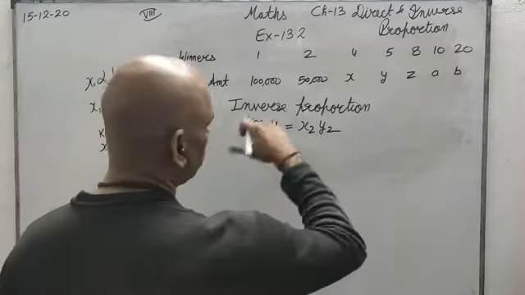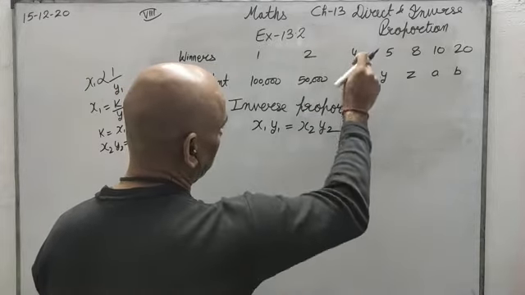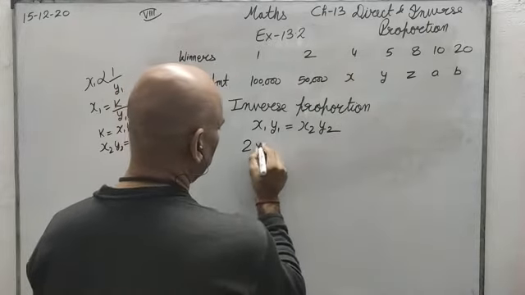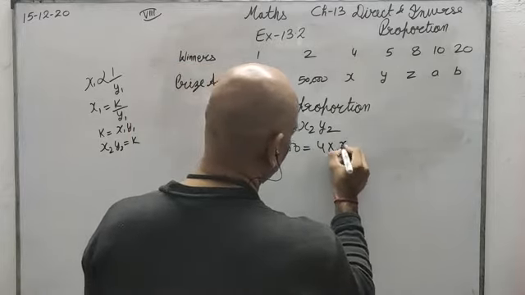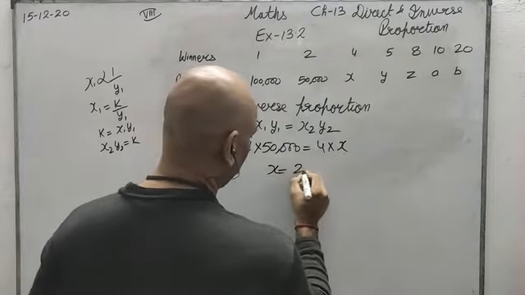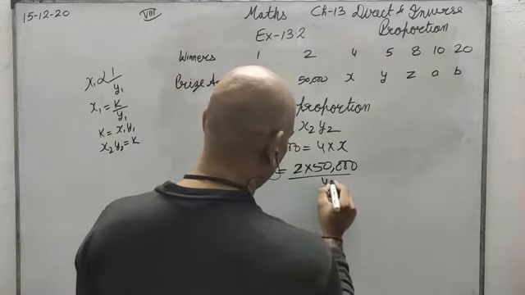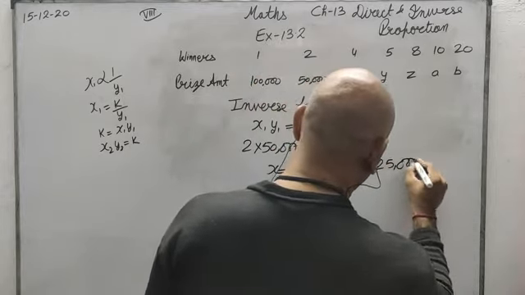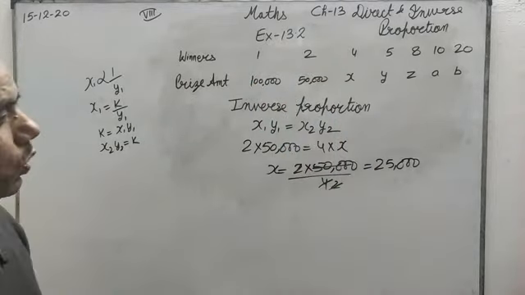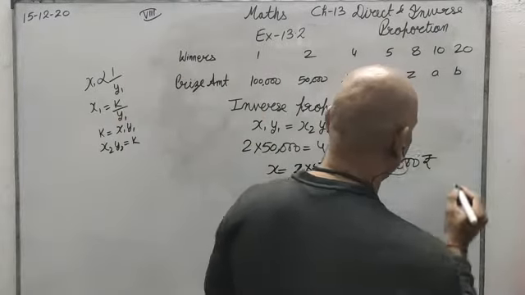Okay, now you can choose any of them. This is x1, this is y1, this is x2, this is y2. So 2 into 50,000 is equal to 4 into x. So x will be 2 into 50,000 upon 4. So I got 25,000. So if the prize winners will be 4, each one of them will get a prize of 25,000 rupees.